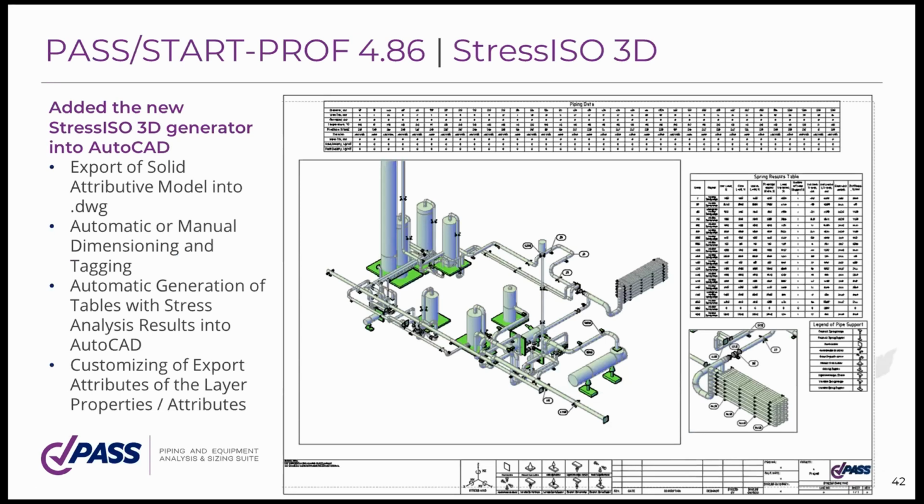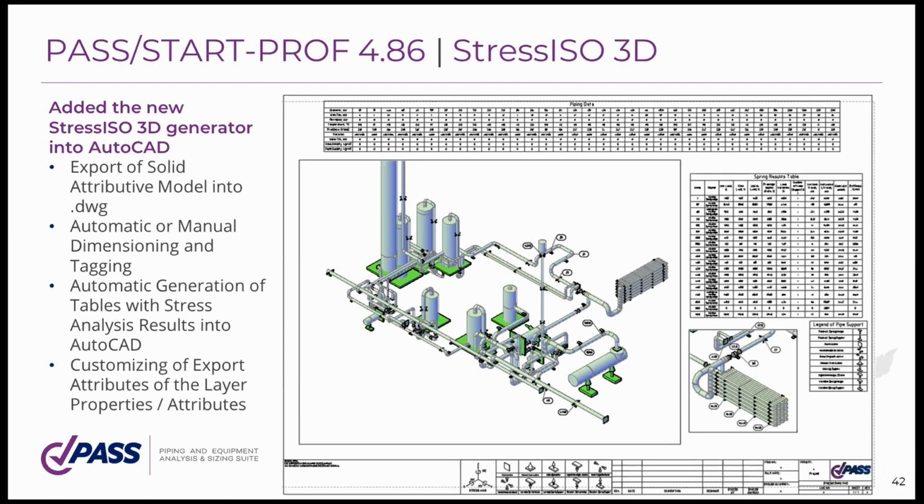Okay, another feature that they added in the last year is the stress ISO 3D. It is a new feature that allows you to export the stress isometrics as a 3D solid model into AutoCAD. Each element like pipe, bend, T is exported as an object with some attributes, and you can add the dimension lines automatically, or it can be done manually. Also, the tagging can be done.